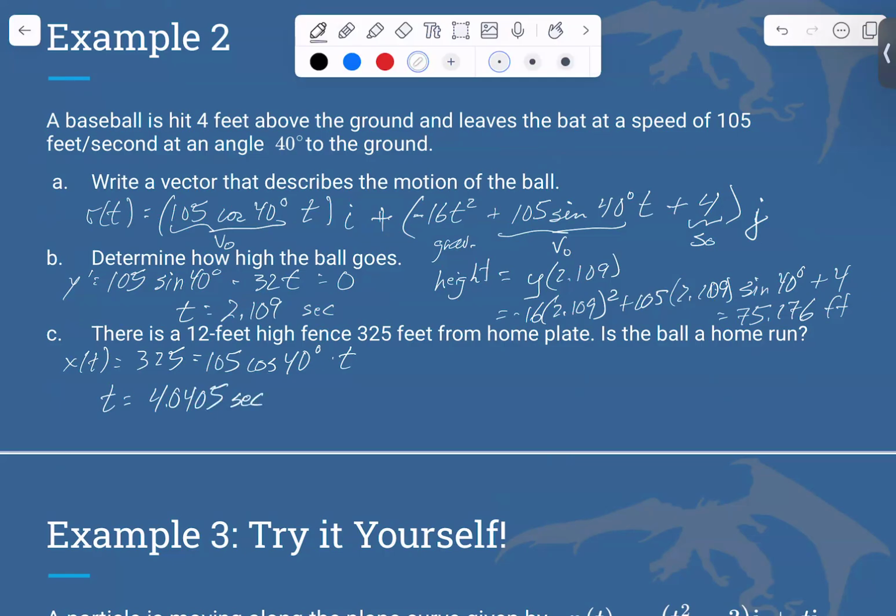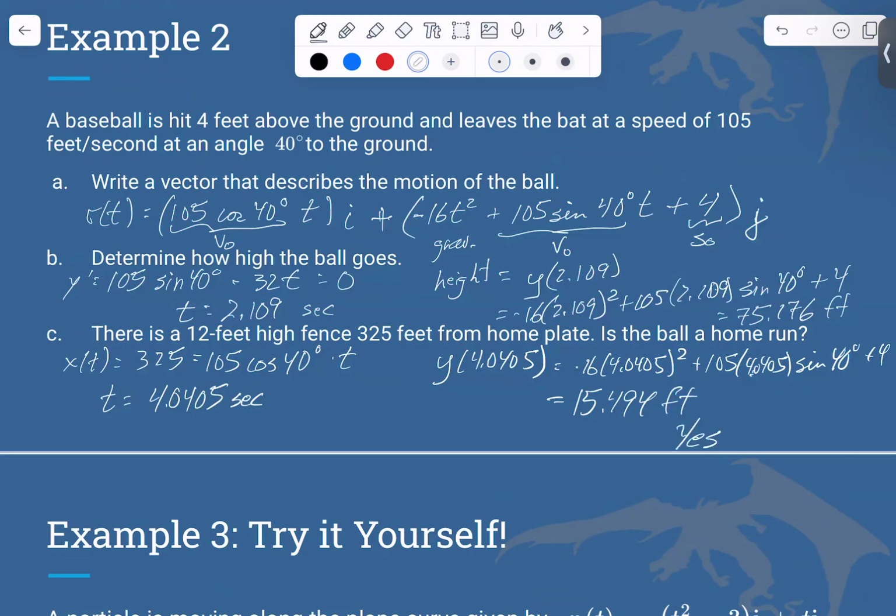So now y of 4.0405 seconds. If we plug it into this exact same thing up above, so it's negative 16 times 4.0405 squared plus 105 times 4.0405 times the sine of 40 plus 4, then we actually get 15. So it's going to be at a height of 15.494 feet. So the answer is yes, that is a good hit, and it's a home run.